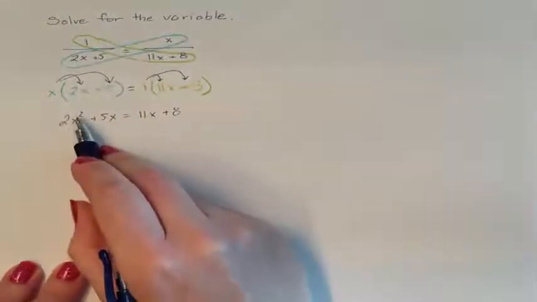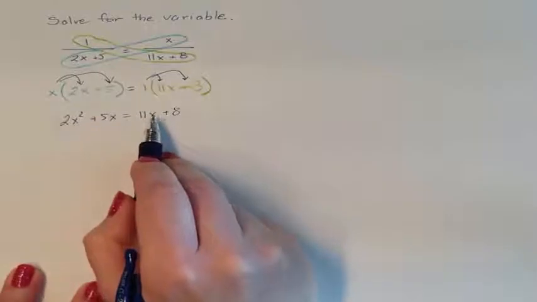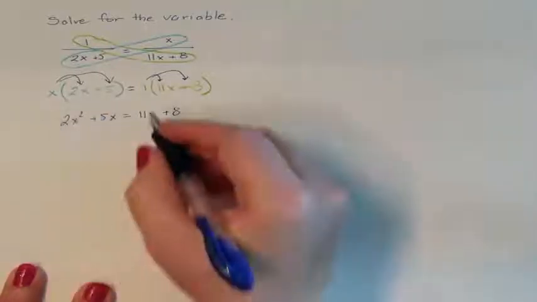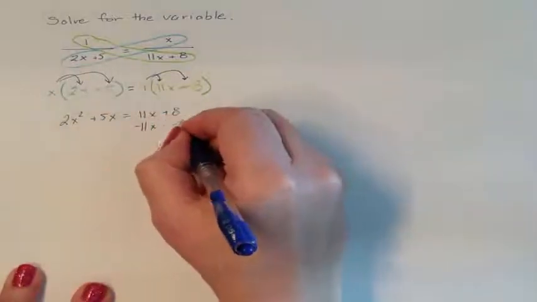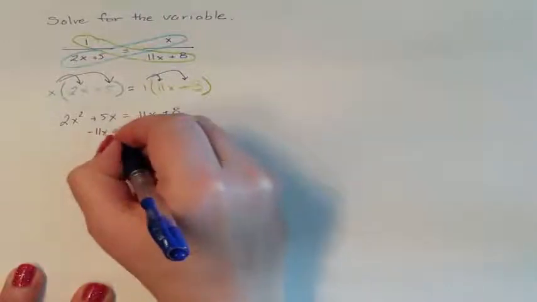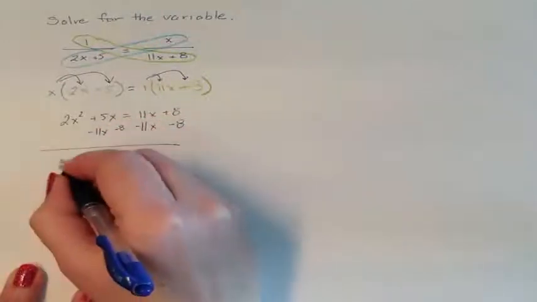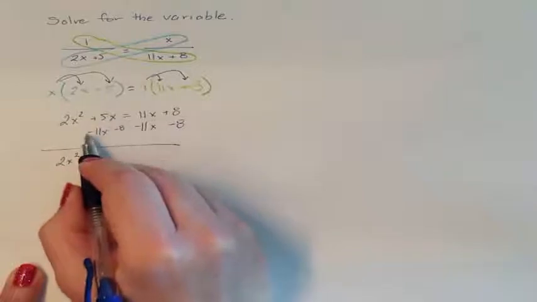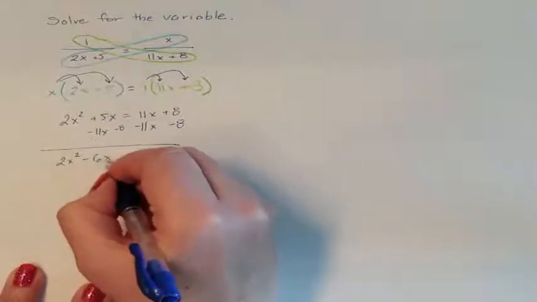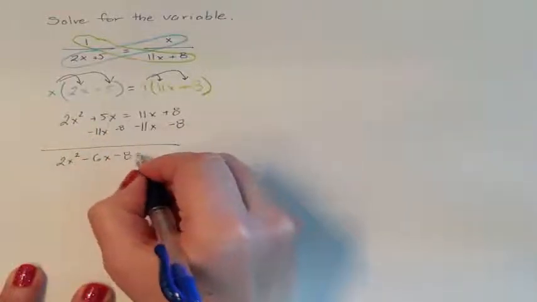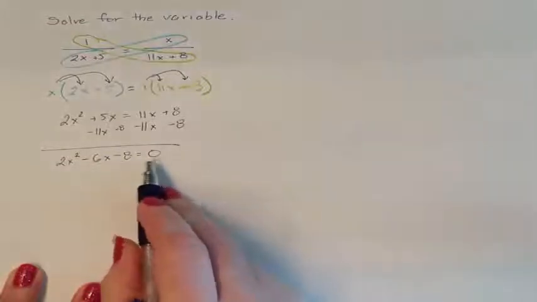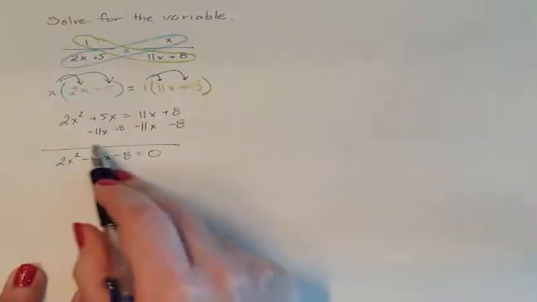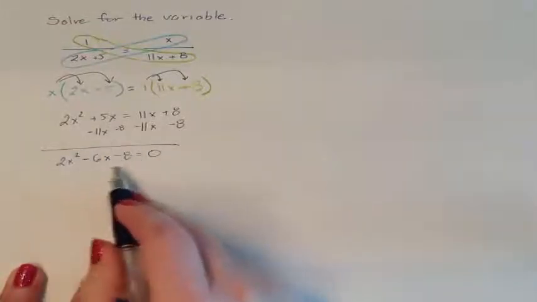So I see that I have an x squared and an x, which means I need to make everything go to one side so that my equation equals 0. So I'm going to move everything over to the other side. So I have a 2x squared, 5x minus 11x is a minus 6x, and this is a minus 8 equaling 0. I have to make it equal 0 because I'm going to try and either use the quadratic formula or I'm going to try and factor this.